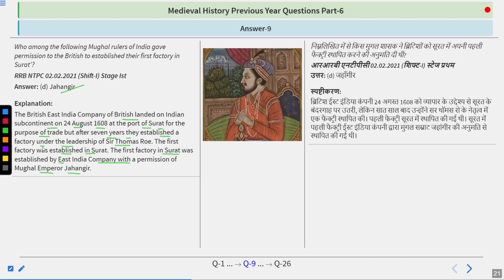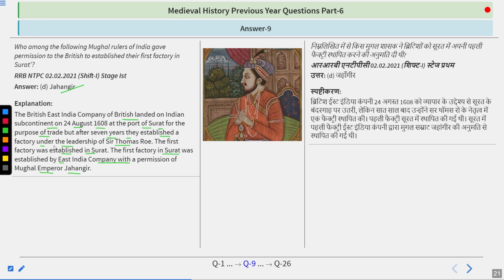So Jahangir was the one who gave permission to the British to establish their first factory, and this was all done after the Battle of Swally, in which the British defeated the Portuguese. After that, the British became a famous ally of the Mughals, and they remained so till the decline of the Mughals. So remember, Jahangir was the one who gave the permission to establish their factory.